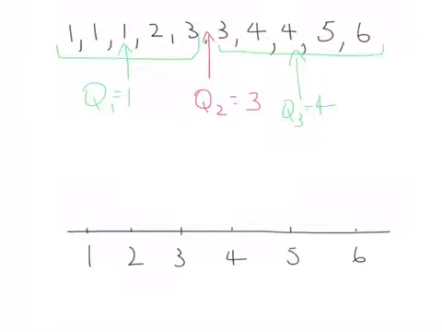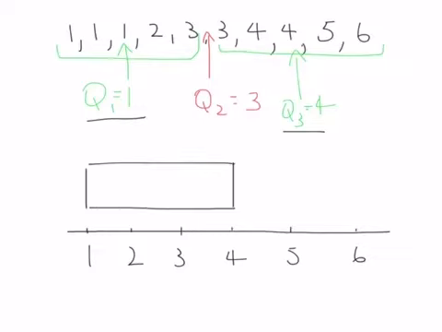Then the whiskers start at 1 and finish at 6. But let's have a look. Our box has to start at Q1, so at 1. So the box starts there. It ends at Q3, which is at 4. And that's where the box is. And the line in the box is at 3.